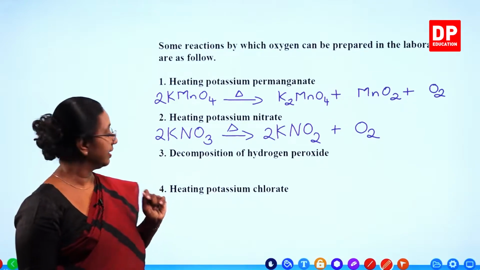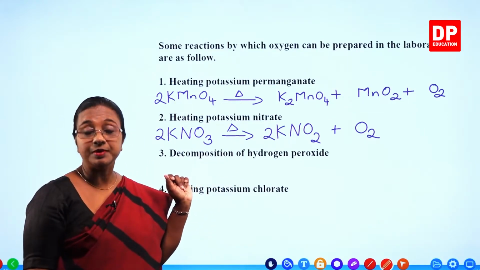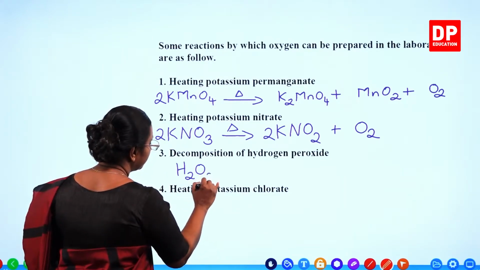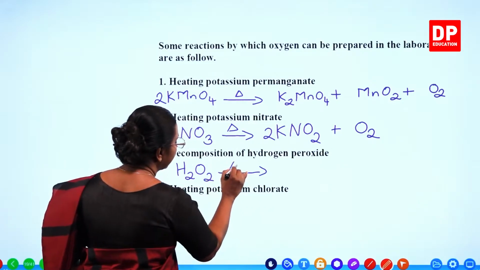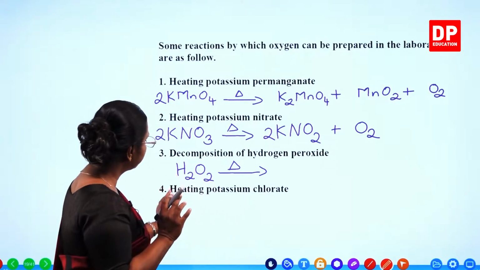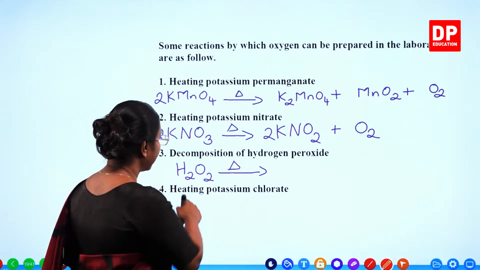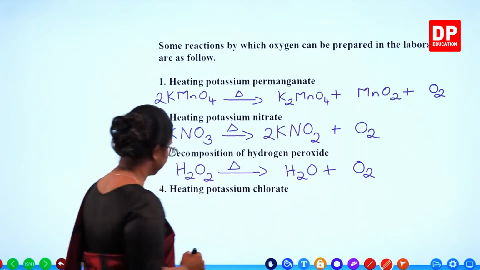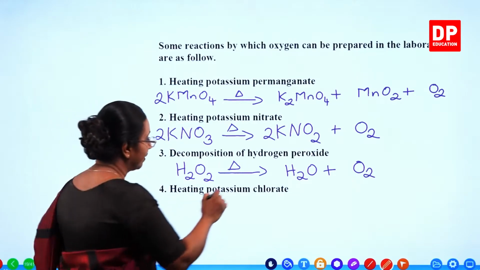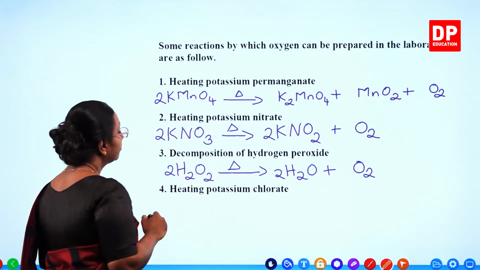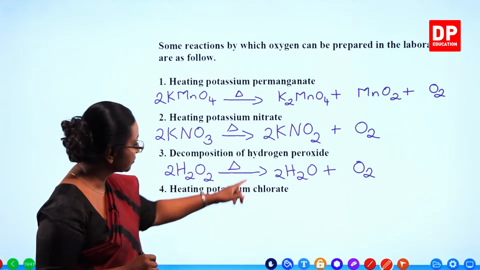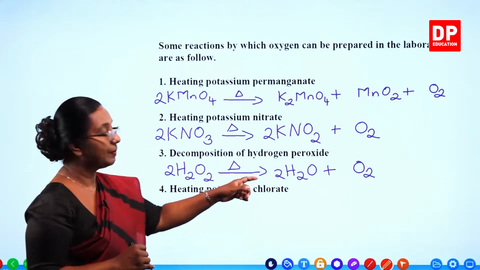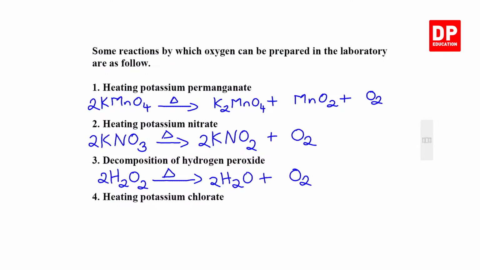Then we have the third one, decomposition of hydrogen peroxide. You are familiar with that also. What is hydrogen peroxide? H2O2. There also we can heat it. Otherwise also it decomposes, but usually heating accelerates the reaction. You will get water and oxygen gas. So here also we need to balance it by putting the coefficient 2 in front of hydrogen peroxide and in front of water. So 2H2O2 gives rise to 2H2O plus O2 gas.